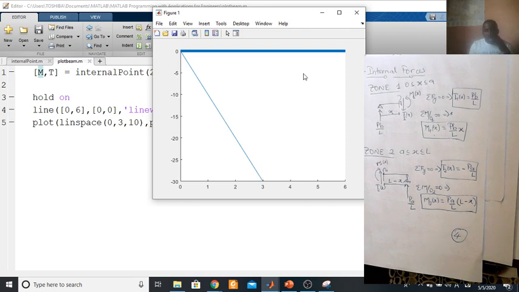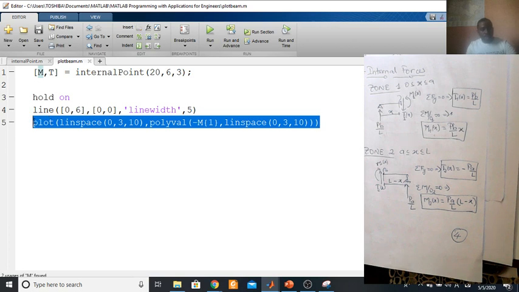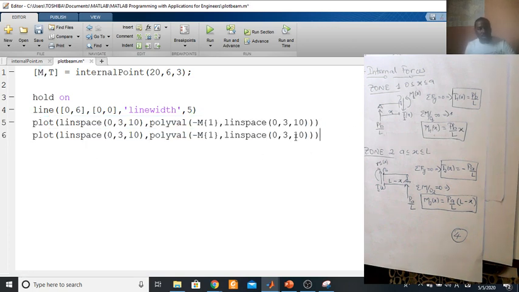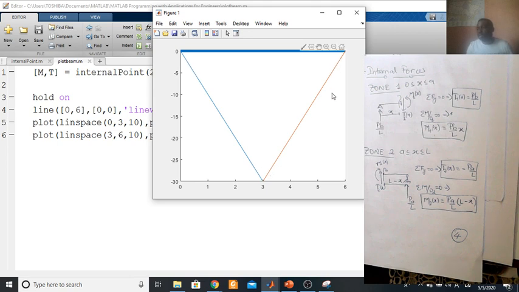So now the second half, I'll take this very one. But now I want it for zone 2. Zone 2 goes from A, which is 3, right up to L, which is 6. And then here will be zone 2. As simple as that. So this one represents the equation for zone 1, and this one represents the equation for zone 2. They are expressed in terms of polynomials, so I can use polyval to get the value of the moment for different values of x. As simple as that. If I run this now, check. Okay, so this is my bending moment diagram, and I think that's correct.